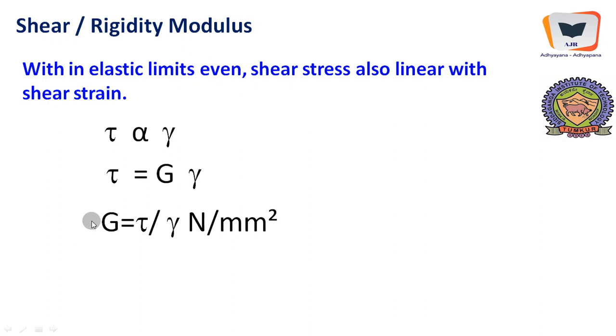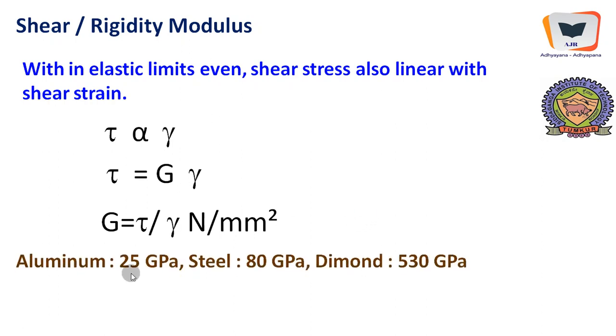And here comes a measure of shear taking capability, within elastic limit, of course, and this measure is called rigidity modulus. How rigid? The more rigid the material is, the more will be its rigidity modulus. For example, aluminum will have 25 GPa as its rigidity modulus, and steel 80 GPa. Diamond, once again, is 530 GPa.